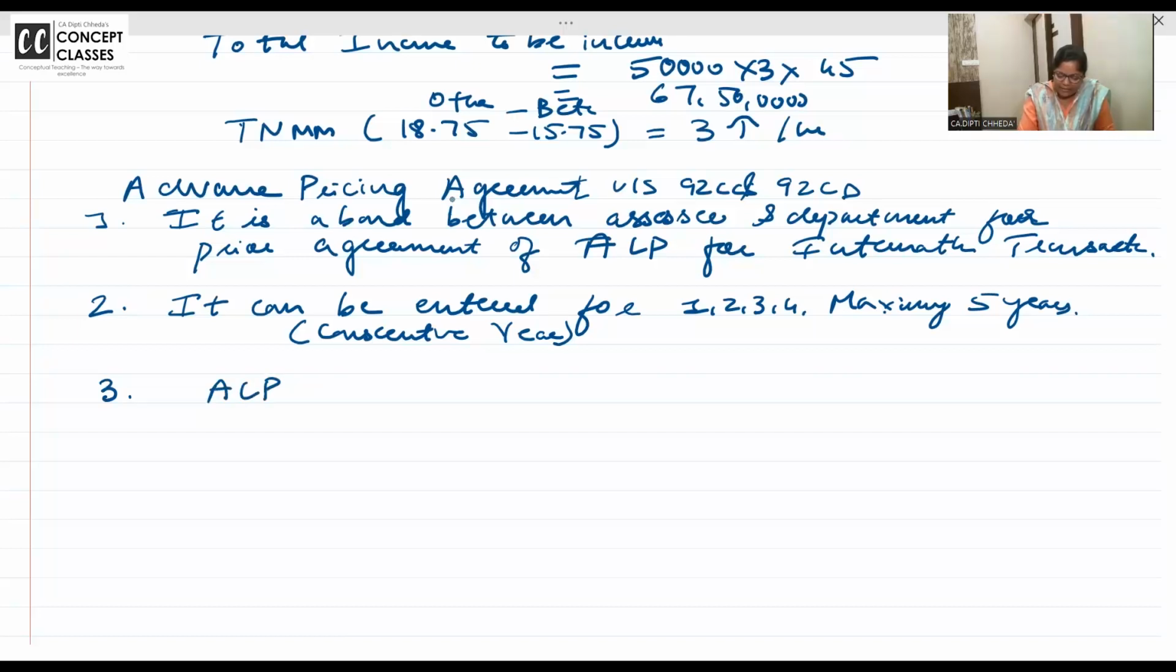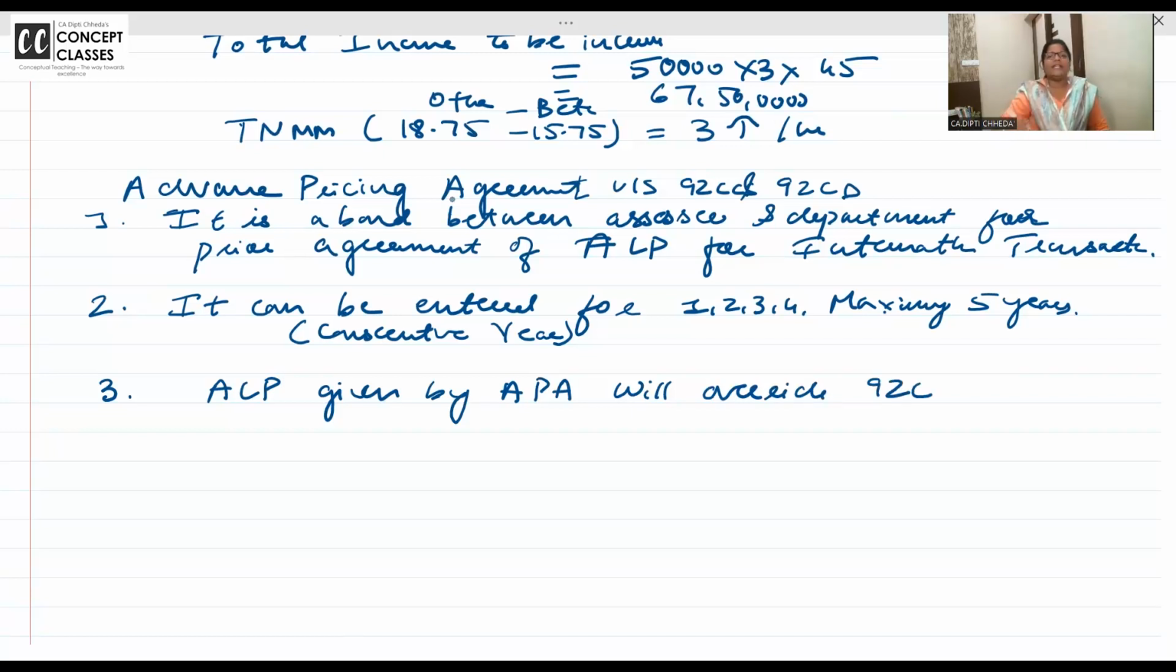Arm's length price given by advance pricing agreement will override 92C. What is 92C? Routine method, TNMM method. ये मैम एडवांस प्राइसिंग कब बोल रहा है, बट ये ट्रांजैक्शन में पक्का पक्का TNMM सुटेबल होगा. नो, नथिंग डूइंग. एडवांस प्राइसिंग अग्रीमेंट जो है इट इज बाइंडिंग सबके लिए. ओके.